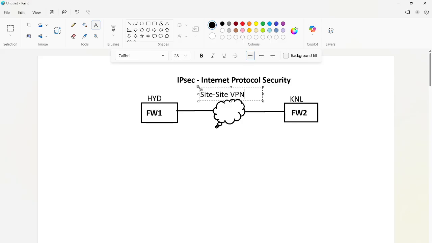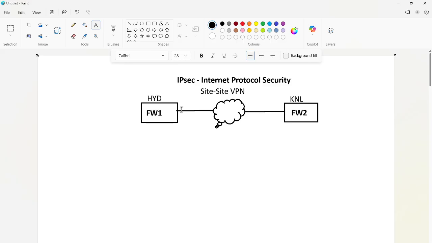Site to site VPN means whenever you want to transfer any information, or forward some confidential data from your branch offices. Let's assume you have a company with multiple branch offices. One branch office is in Hyderabad, another in Kurnool, and one more in Bangalore. Likewise you will have multiple branch offices.